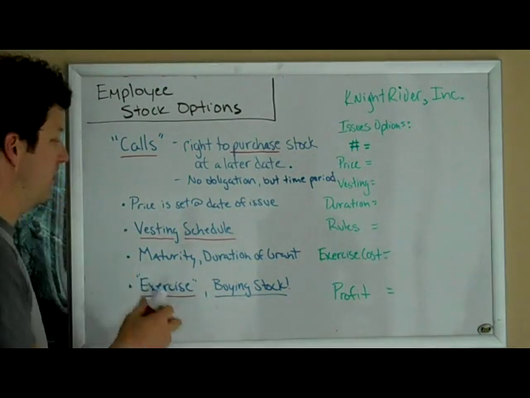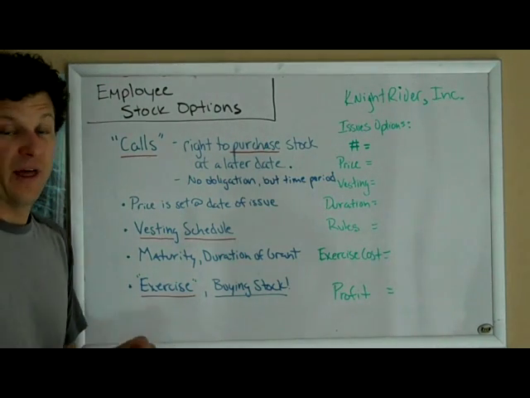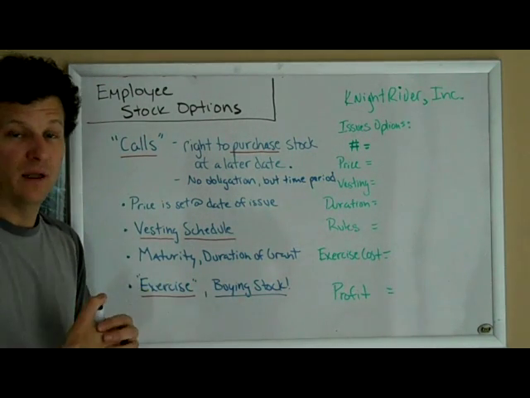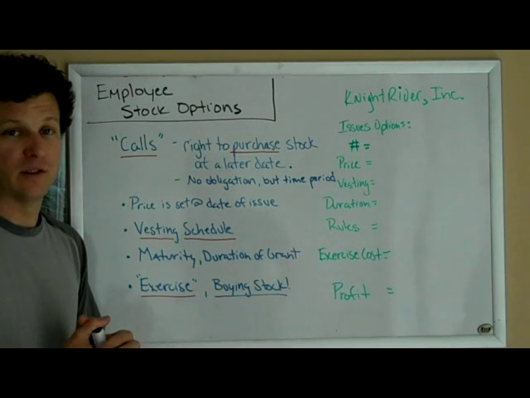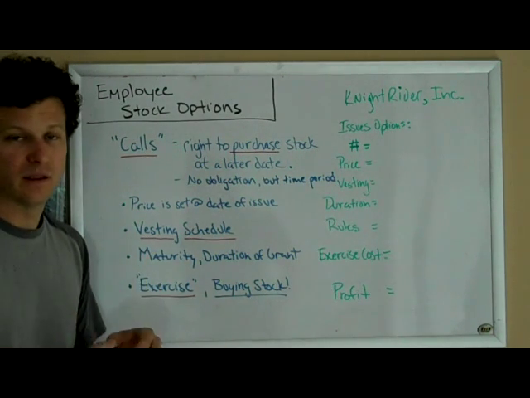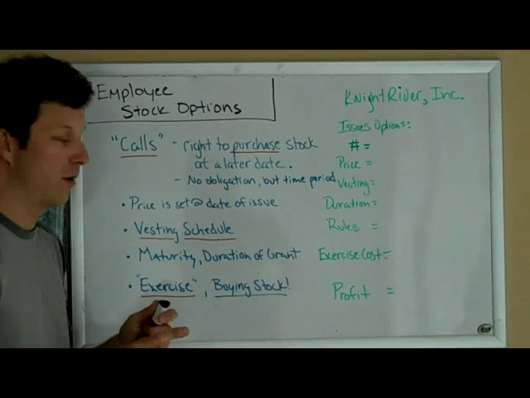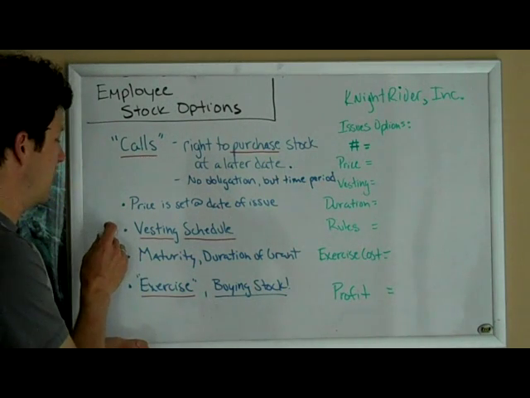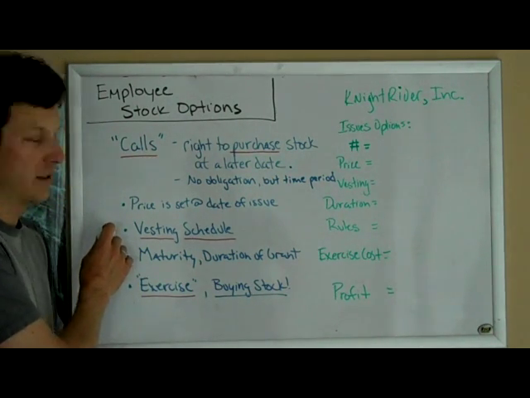There's also something called a vesting schedule. And what that means is when an option grant is made, you don't necessarily get all of your options immediately. You may get them little by little, and that's called vesting. We'll talk about that more in a moment as well. So option grants will almost always have a vesting schedule.